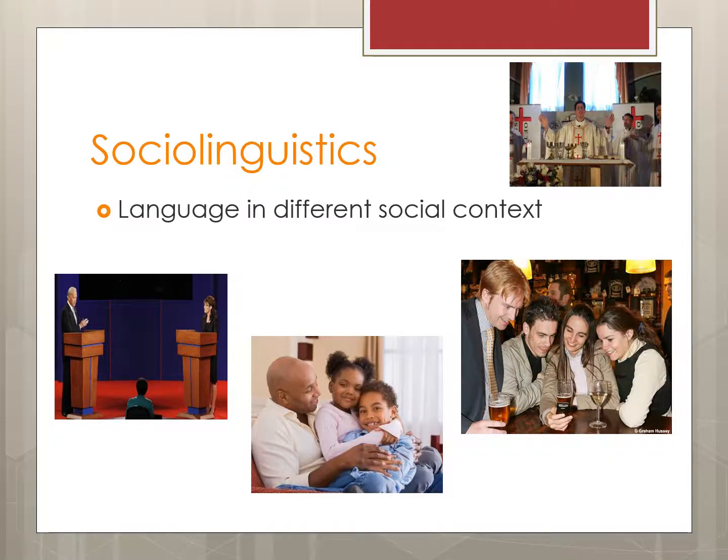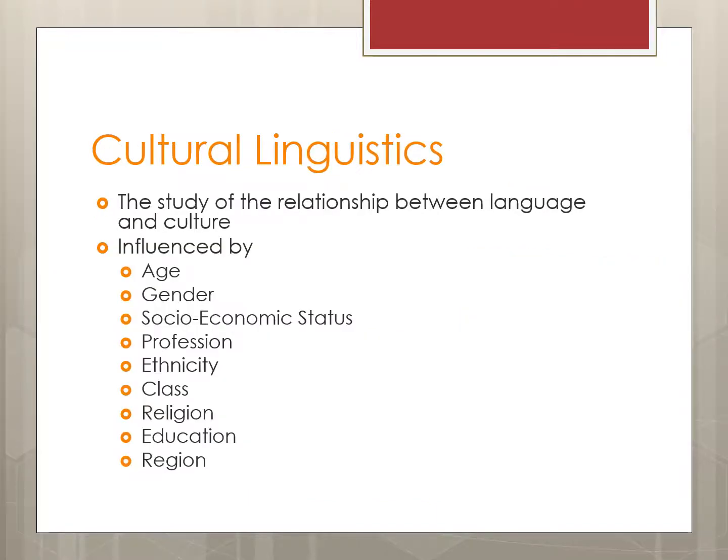We're back with part two on our lecture on language and culture. We're looking at sociolinguistics. This is how we use language in different social contexts. We know that we don't use language the same when we're in different social contexts. Sociolinguistics and cultural linguistics are related, and they both look at how language and culture work together.